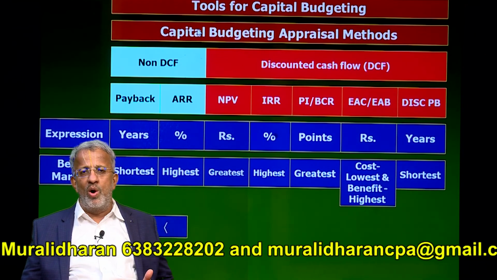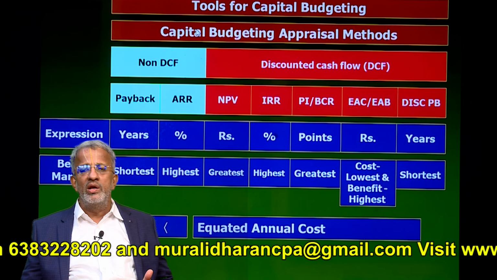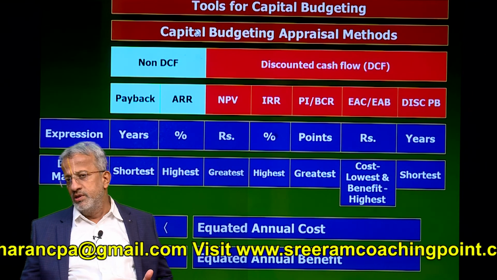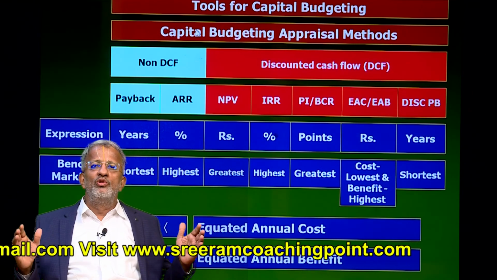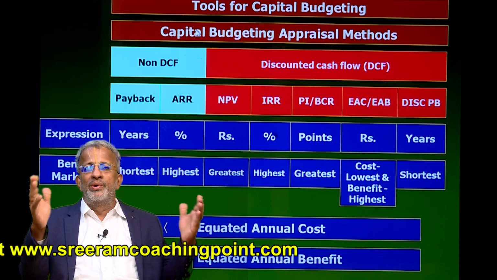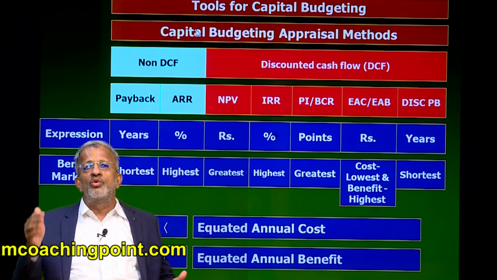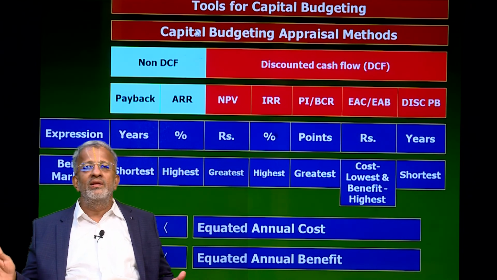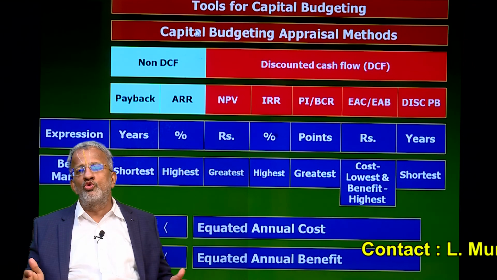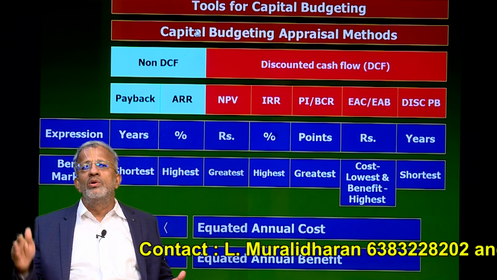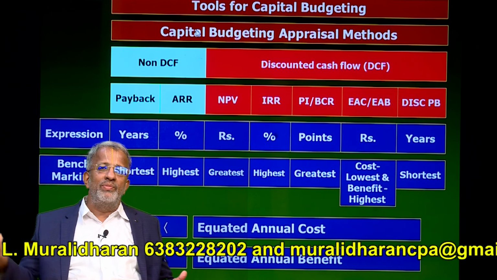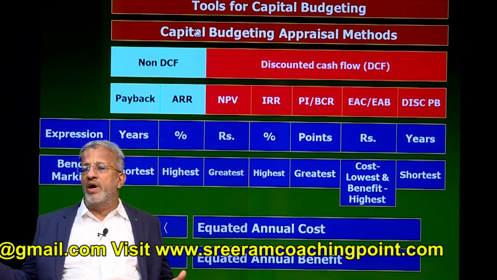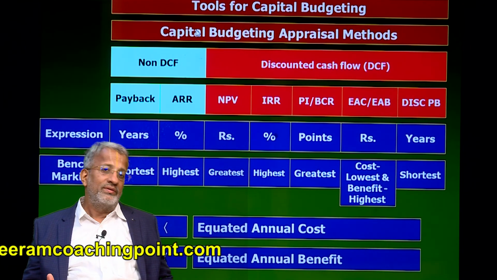Now let us know what EAC stands for. EAC stands for equated annual cost. EAB stands for equated annual benefit. We will discuss the individual tools separately. Now it is a bird's eye view that we have got on the tools used in capital budgeting. I hope all of you can easily understand that the seven tools are divided into two parts, non-DCF two and DCF five, and how they are benchmarked and how they are expressed, all that we have just seen. Individually we are going to discuss all this in the next lectures.